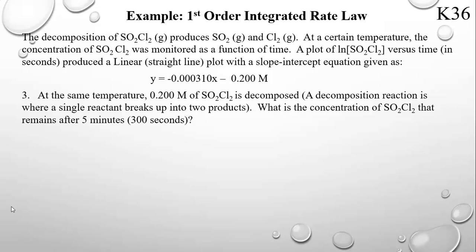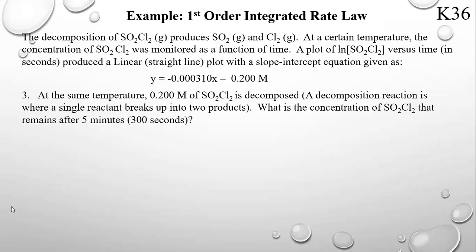So a decomposition reaction is where a single reactant breaks into two products. So look up at the very first sentence up above. That's what it's saying. Decomposition of SO2Cl2 produces SO2 and Cl2. So it broke in two. In other words, it broke into two pieces. So that's a decomposition reaction. So the question is, what is the concentration of SO2Cl2 that remains after 5 minutes? And I give you a hint there that you have to convert the minutes to seconds. Everything here is in seconds.